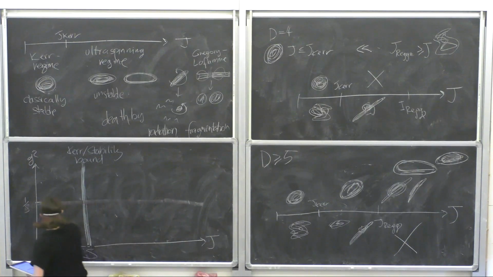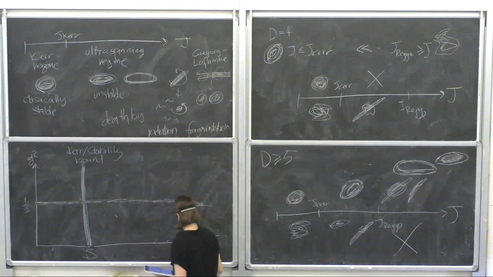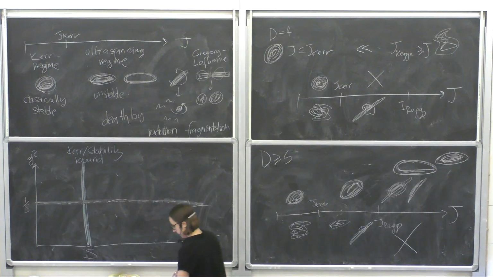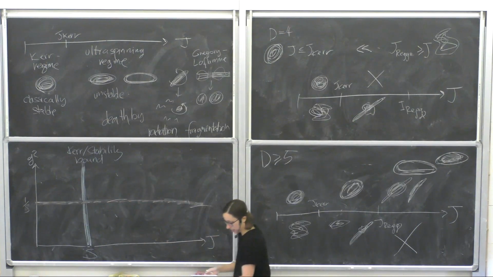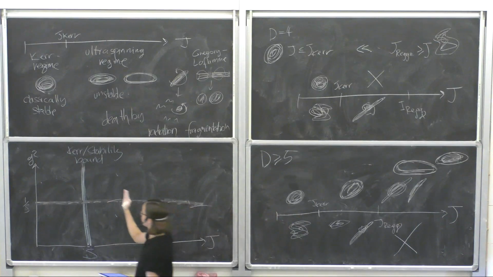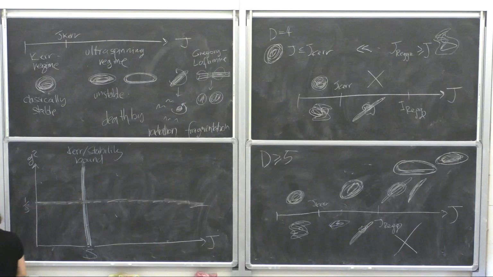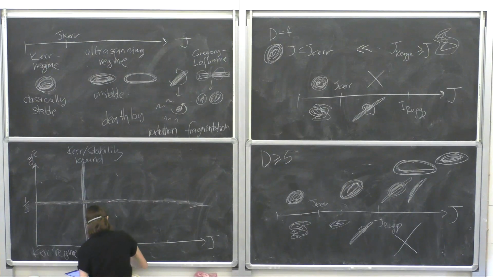This chalk is really terrible. Okay? So strings will be on the lower side and black objects will be on the upper side. And then we're distinguishing between the Kerr regime and the ultra spinning regime. Okay, so maybe let me say this here. Kerr regime and ultra spinning.